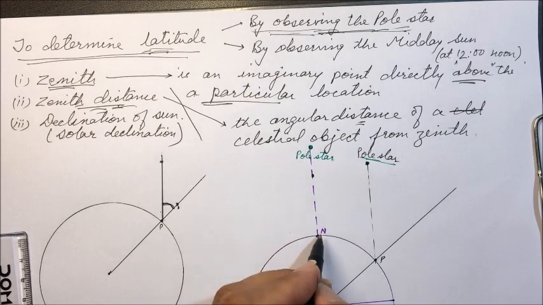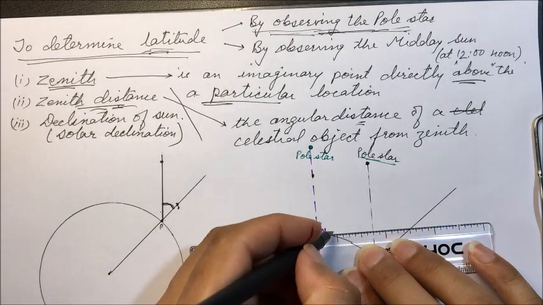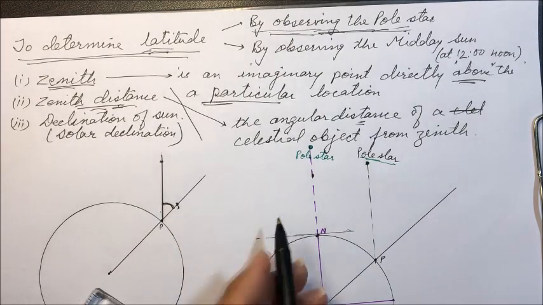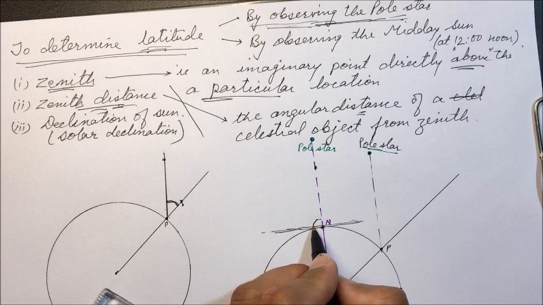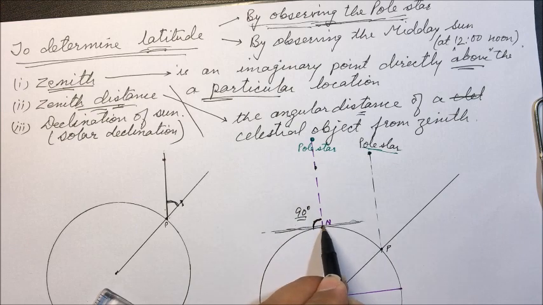Now, how to determine the latitude at this point, at this North Pole? So what we'll do, we'll draw one horizontal line, that is the surface. We take the angle with the surface, and whatever angle this comes out to be, this will be our latitude at this location. So it comes out to be 90 degree. Therefore, latitude at the North Pole is 90 degree.